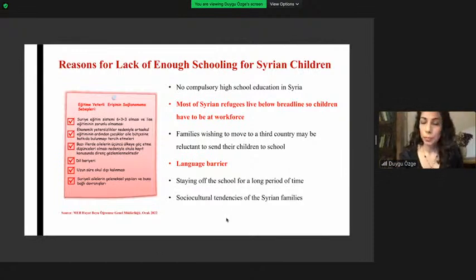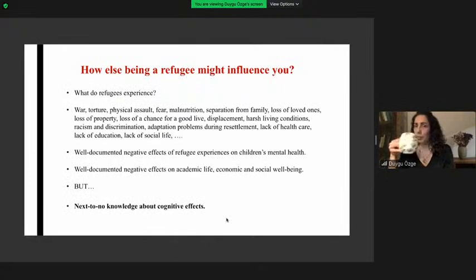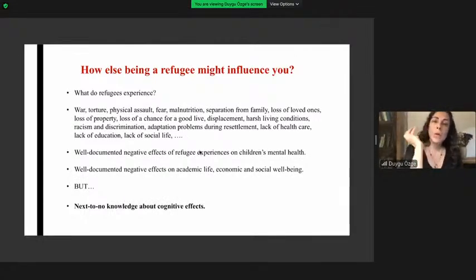development of these children. So when you look at these children in the society, impressionistically speaking, they seem to be well adjusted to the community. I mean, they can speak Turkish, they can communicate in Turkish, they act as the translators of their mothers and other family members, but we don't have any information about their linguistic development. And how else being a refugee might influence our development in general?